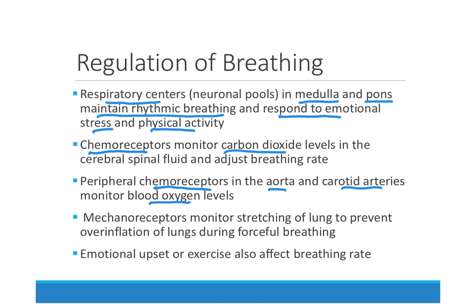So both blood carbon dioxide level and blood oxygen levels are being monitored by your body. And then you have mechanoreceptors, which are involved in making sure you don't take too much air in. They're monitoring how much your lungs are expanding, how they're stretching, to prevent overinflation and possible damage to that tissue when you're breathing forcefully, like when you're exercising hard. Along with these changes in chemistry in our chemoreceptors, if you are upset emotionally or if you're exercising hard, as I mentioned before, they also will affect the breathing rate.